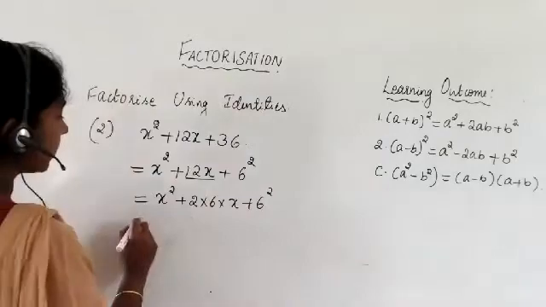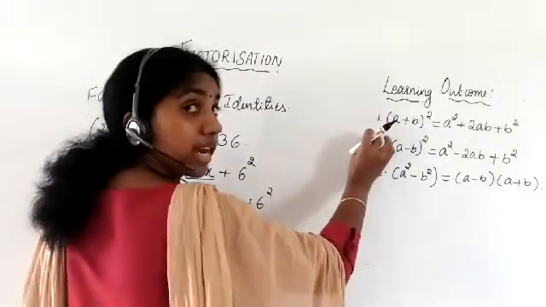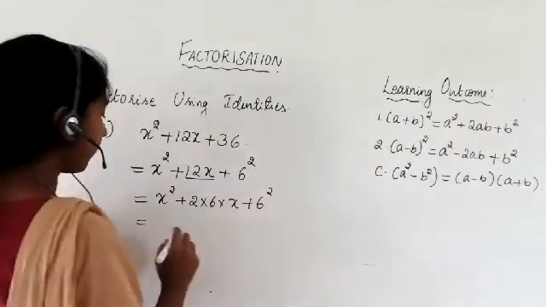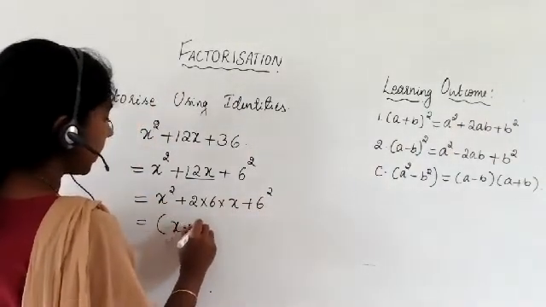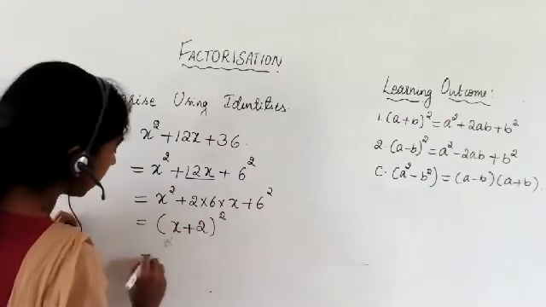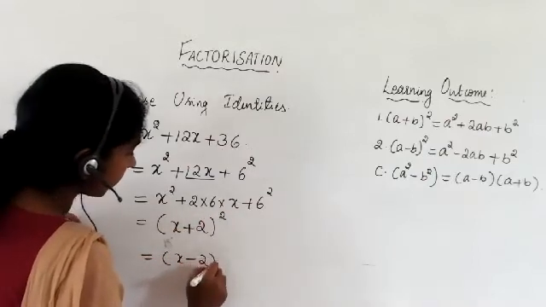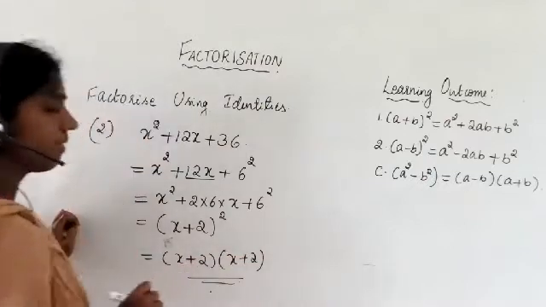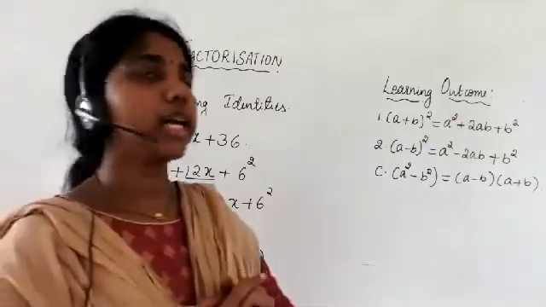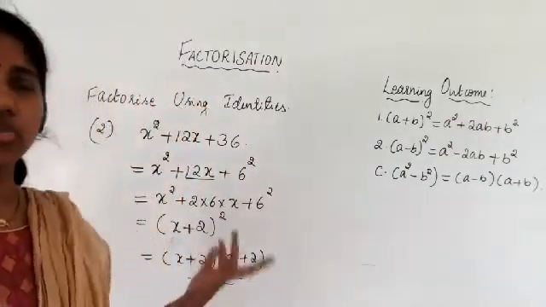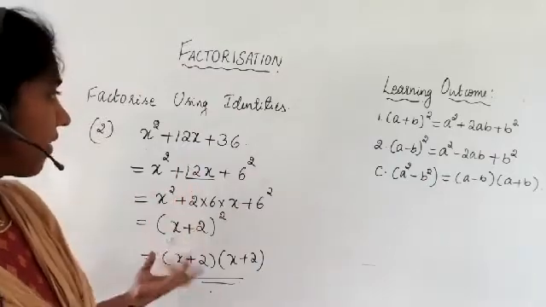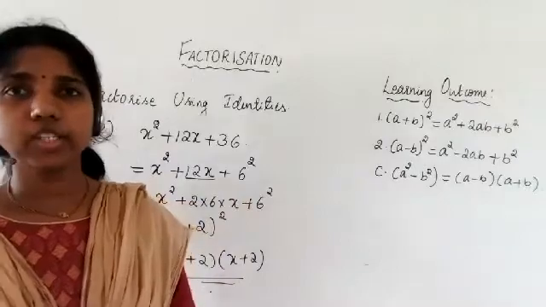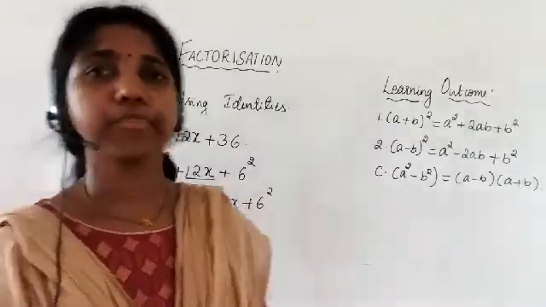Now you can see that we can use the first identity, that is a plus b the whole square is equal to a square plus 2ab plus b square. So we can write it as x plus 6 the whole square. That's how we have factorized it: x plus 6 into x plus 6. This is how we factorize the algebraic expression using the identity. So this is using one of the identities. We have factorized using the first identity, a plus b the whole square is equal to a square plus 2ab plus b square. So let's go for another one.